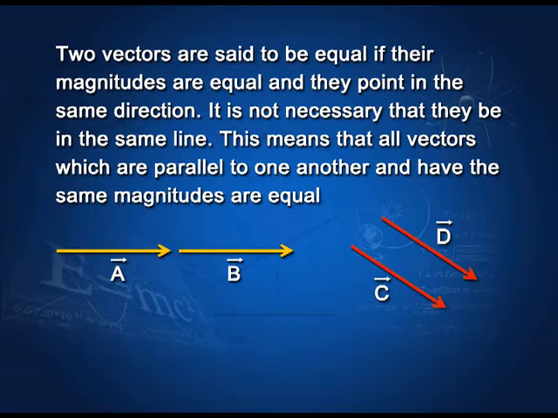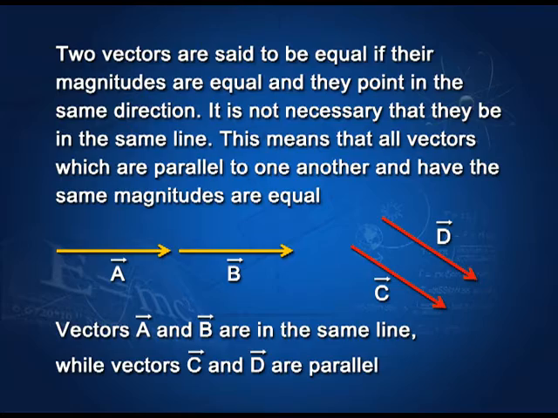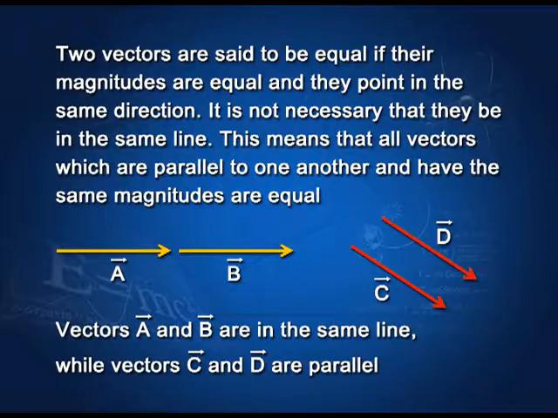You can see from the example here that vectors A and B are in the same line and they have the same magnitude, therefore they are equal. On the other hand, vectors C and D are also parallel, that means they are in the same direction and their magnitudes again are equal, and therefore vector C is equal to vector D. Please remember this equality.